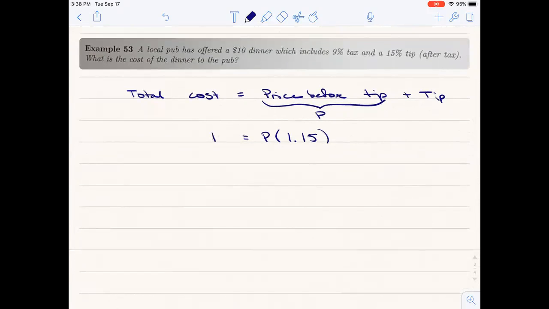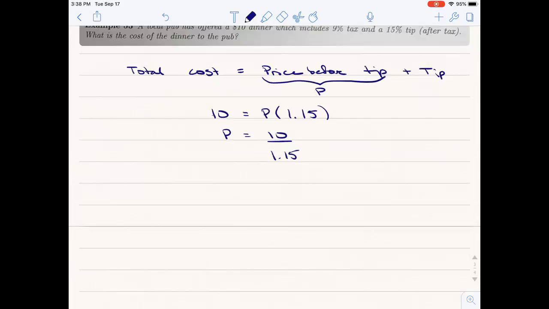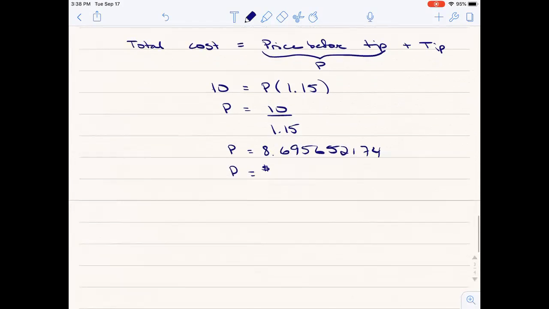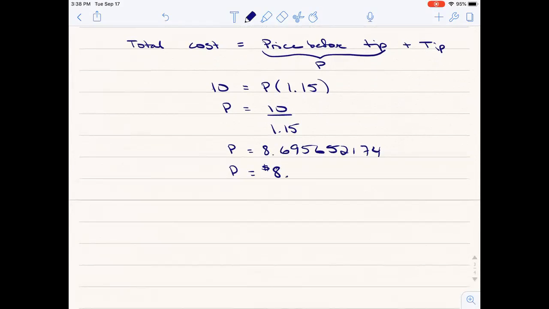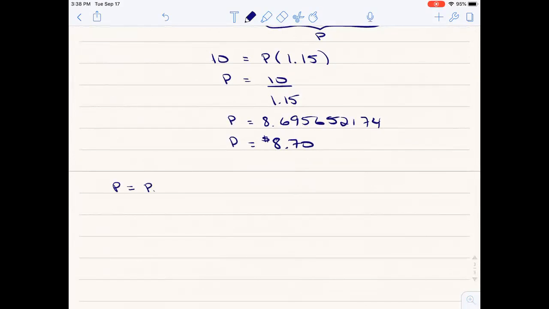The total cost is $10. If we solve for P, we can rewrite this as P is 10 divided by 1.15. P is 8.6956522174. In money, though, we get $8.70. P is the price before the tip, which is also the price after tax.